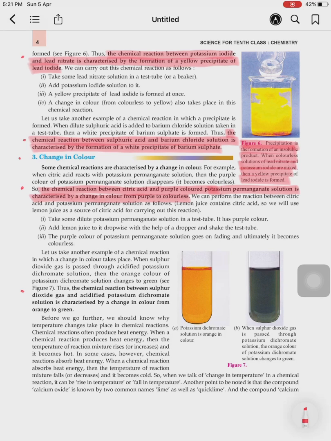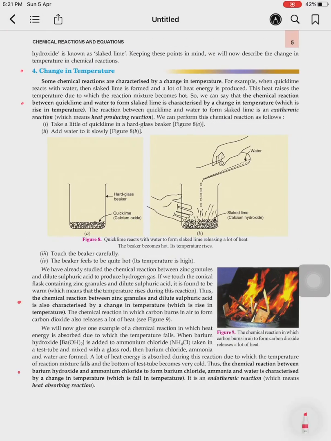Remember, you need to remember these changes. The second example, the chemical reaction between sulfur dioxide and acidified potassium dichromate solution is characterized by change in color from orange to green. Next is change in temperature. Now, certain examples in which you can see changes in temperature.